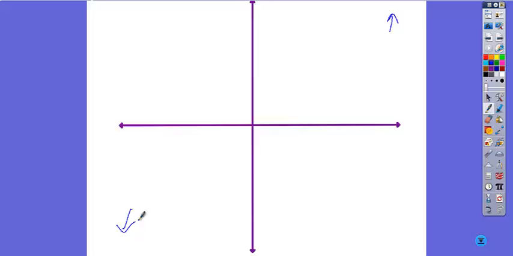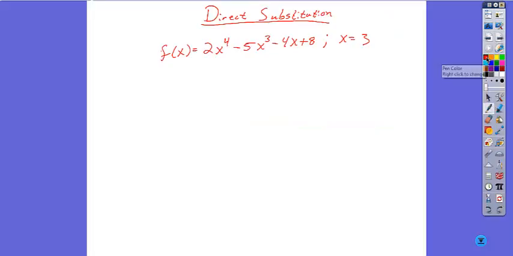You cannot move up and down because your graph should never be moving that way. It'll snake along the x-axis, not the y-axis. Everybody good with the differences between odd and even functions? Yes, no, maybe? So up first is direct substitution.